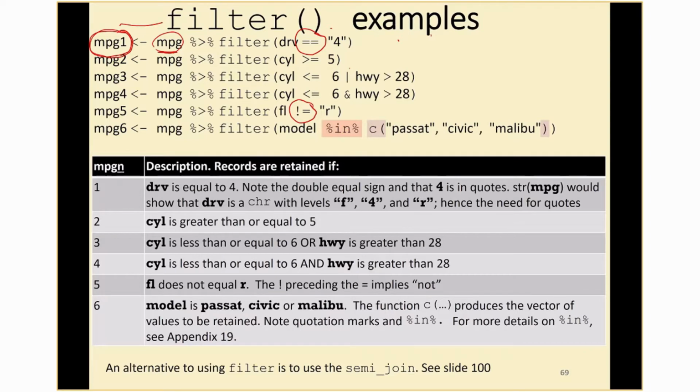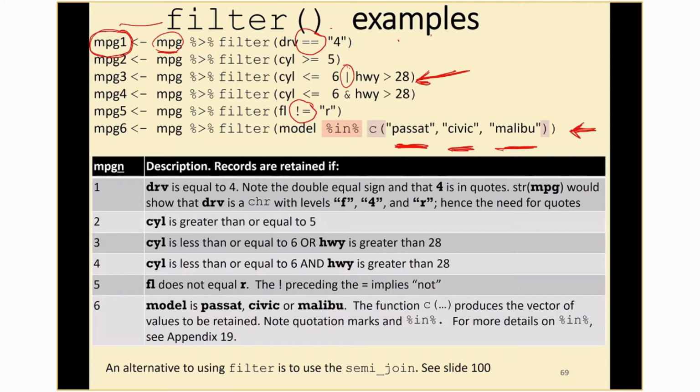Let's say we wanted to filter the data frame to only retain these three different models, the Passat, the Civic, and the Malibu. One way to do that would be to use this approach with a whole bunch of these or symbols. So we'd filter retain model is equal to Passat, or model is equal to Civic, or model is equal to Malibu. That would be a lot of typing. An alternative is to use this code here. And I'm just presenting this as a recipe. So you just accept it as it is.